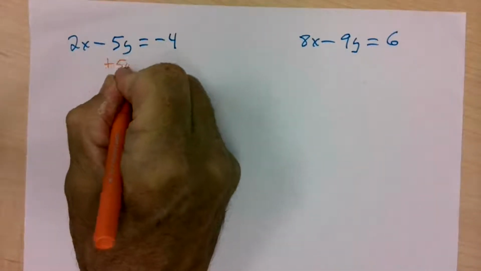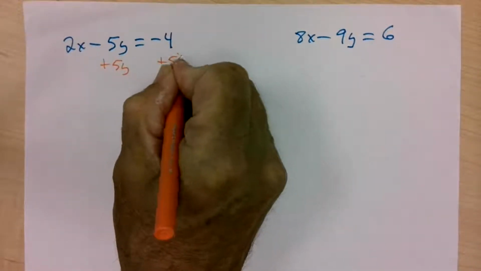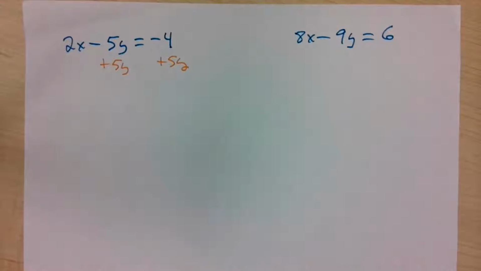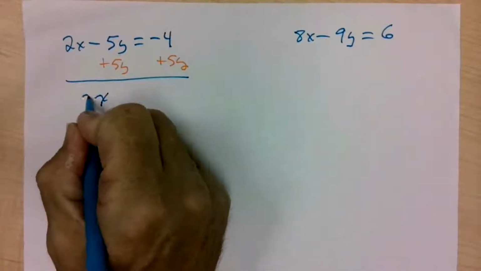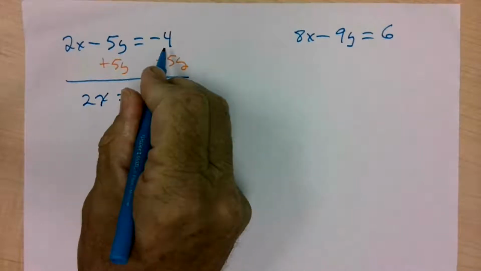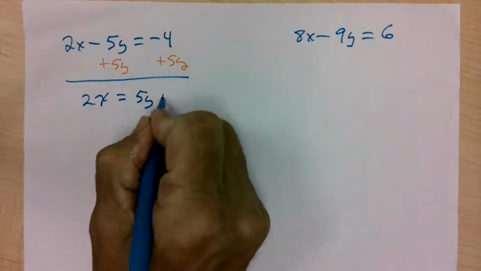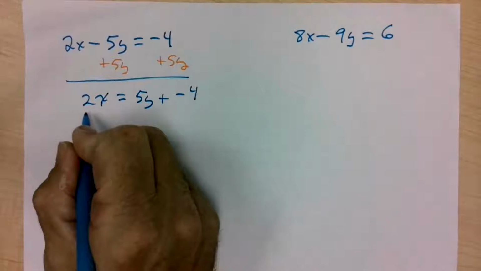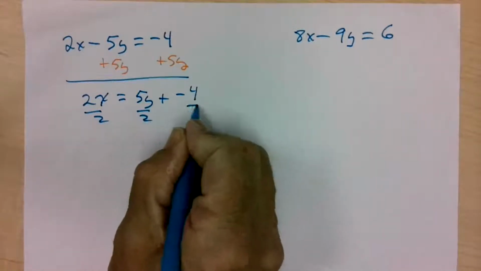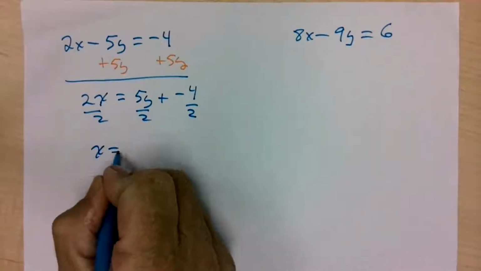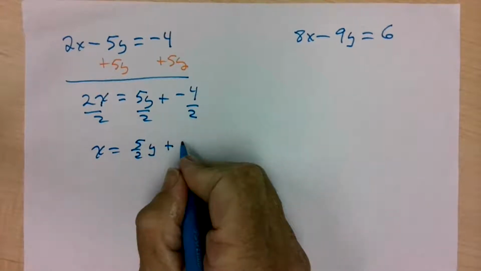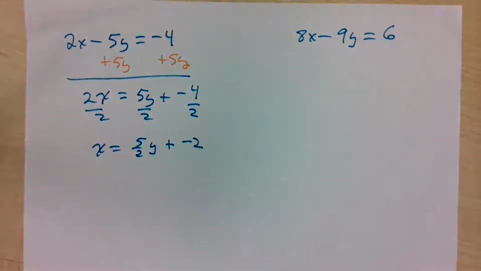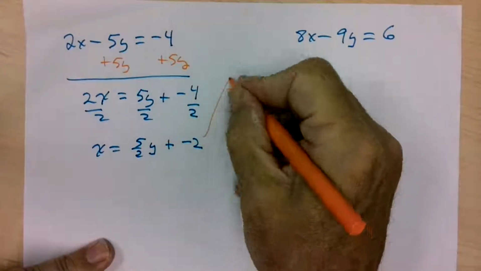x. Adding 5y to both sides, I get 2x equals 5y minus 4, 5y plus negative 4. Then I have to divide by 2 to solve for x. So I get x is 5/2 of y plus negative 4 divided by 2 is negative 2. And that will get shoved in for x in the other equation.